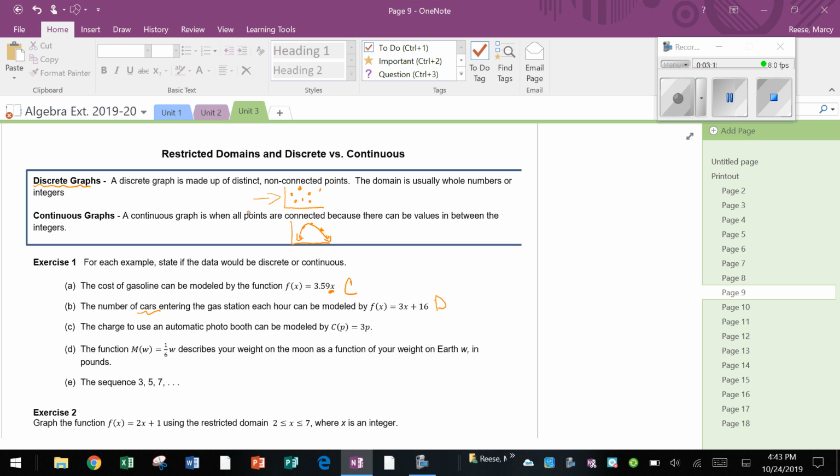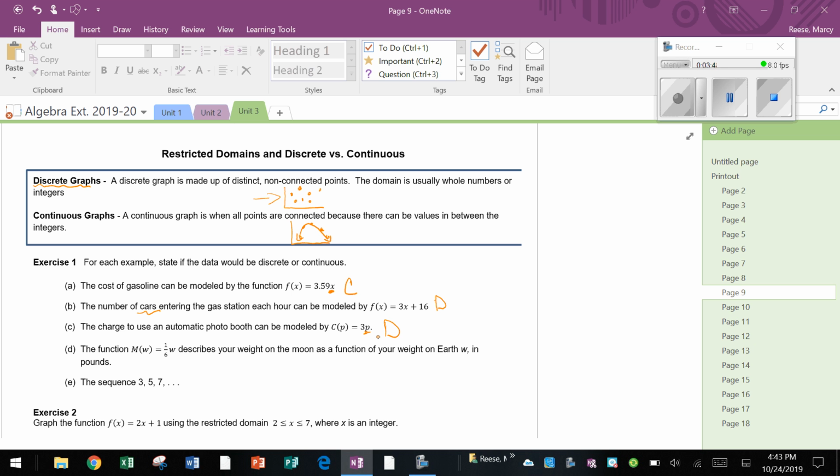Okay, D. I'm sorry, C. I'm skipping ahead already. C. The charge to use an automatic photo booth can be modeled by the function. When you're being charged for photos, this P represents the number of photos. You're either going to get 1 photo, 2 photos, 3 photos. Again, you're not going to get part of a photo. So that would be discrete. And if we were to graph it, you would just see points on 1, 2, 3, 4. You wouldn't connect the dots.